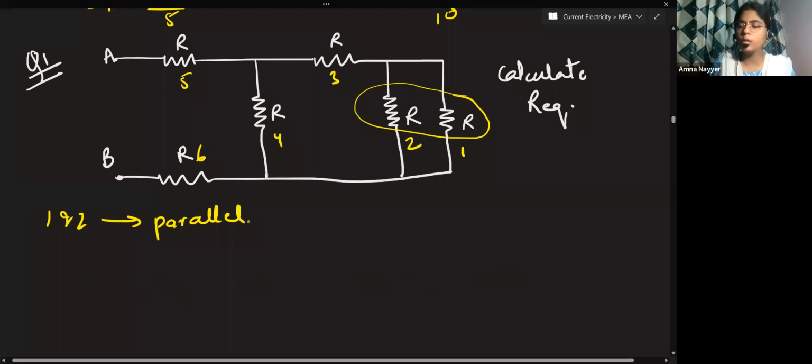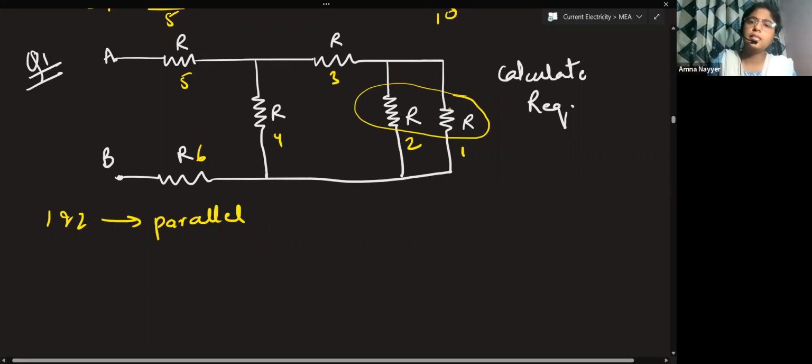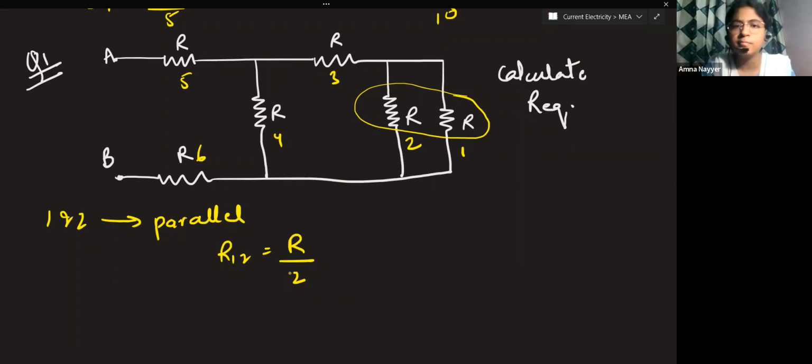Now, one trick to remember to ease your calculations because so many resistors will be given to you: if the two resistors are identical, you can directly take half of it. It means the equivalent resistance of 1 and 2, you can directly take as R by 2 if they are identical. If they are not identical, then you have to perform the whole calculation of 1 by R equivalent.